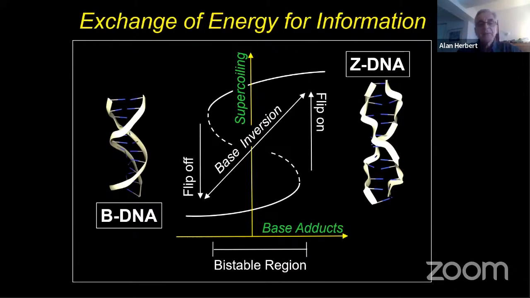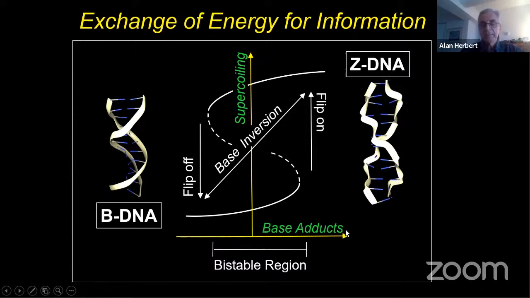So, part of the physics, or physical chemistry, of the B to Z transition. Z-DNA is a higher energy state. It takes energy to flip the bases over and to form Z-DNA. And as I said before, it's a transition that doesn't normally follow the same forward and backwards pathway. So the time it takes to form Z-DNA versus the time to relax Z-DNA is different because of this kinetic hysteresis that occurs here.